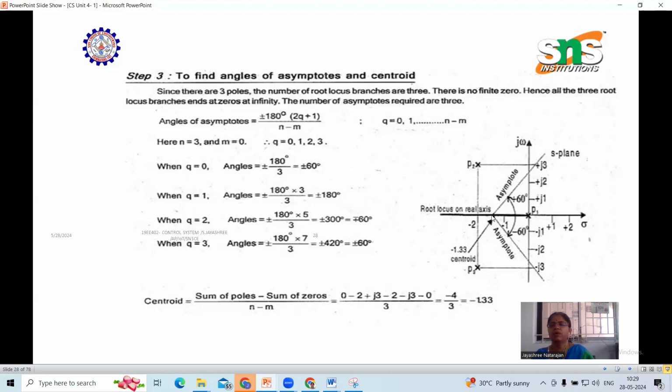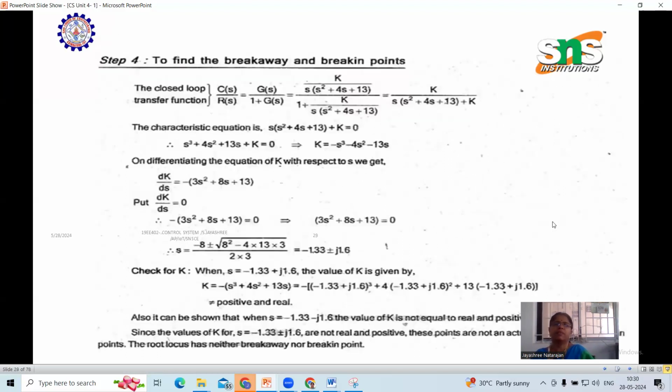We have to draw the angle of asymptotes from this point. Plus 60 degrees one asymptote, minus 60 degrees one asymptote. So there are two asymptotes, plus 60 and minus 60 degrees, from the point minus 1.33. Then 180 degrees is on the real axis.